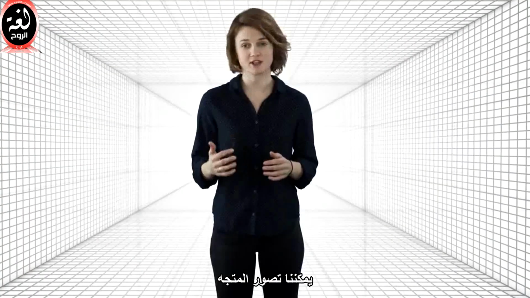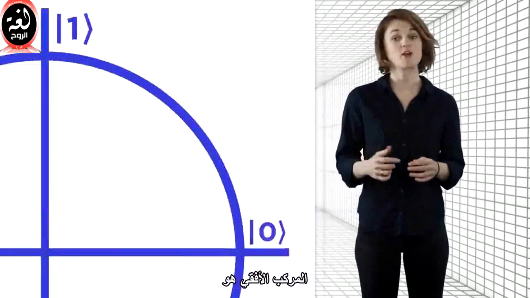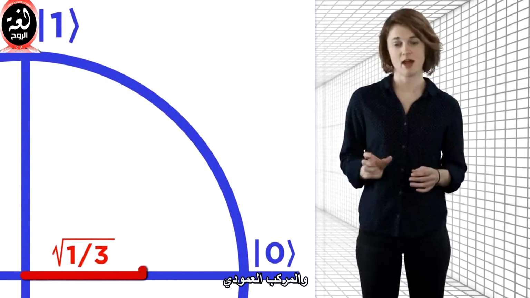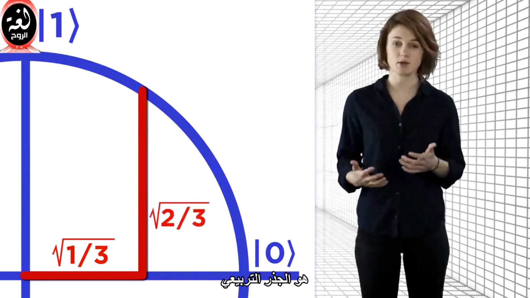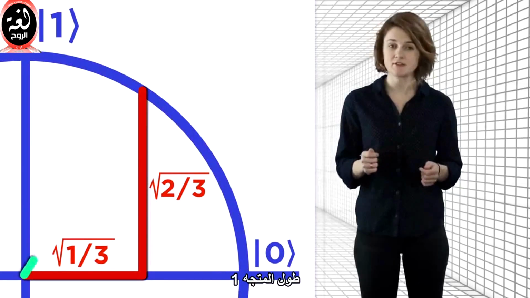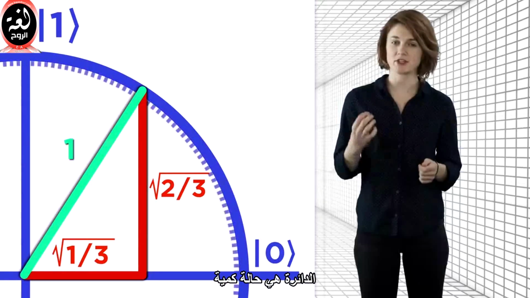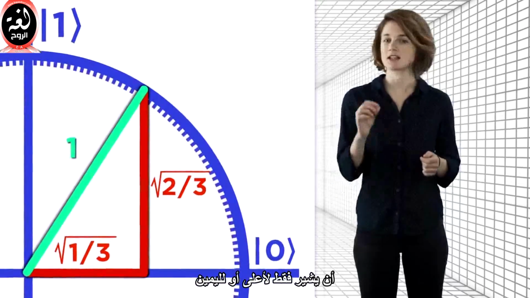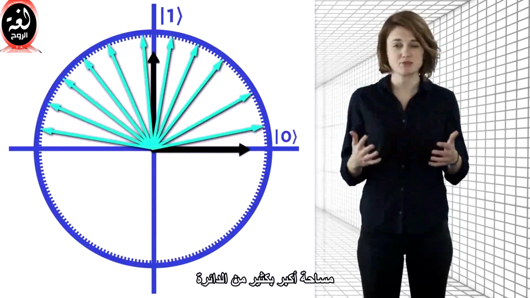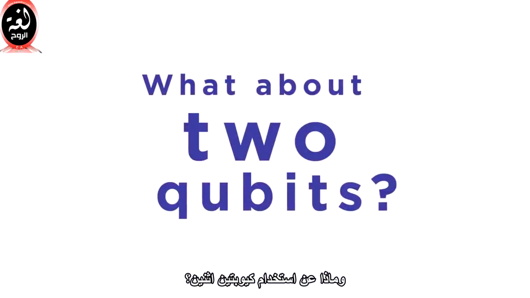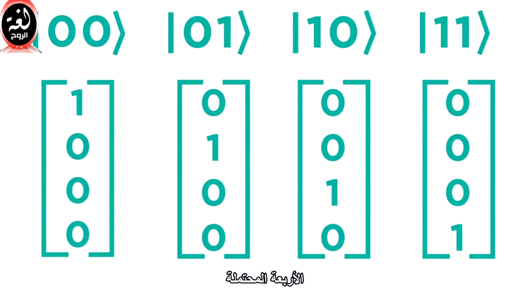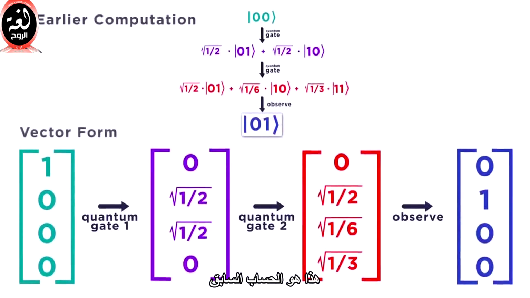We can visualize the vector on a circle like this. The horizontal component is the square root of the probability of being in state 0, and the vertical component is the square root of the probability of being in state 1. By the Pythagorean theorem, the length of the vector is 1. Each point on the unit circle is a quantum state. A classical computer can only point up or right, but a quantum computer uses much more of the circle. What about 2 qubits? It takes a 4-dimensional vector to represent the 4 possible states. Here's the earlier computation in vector form.